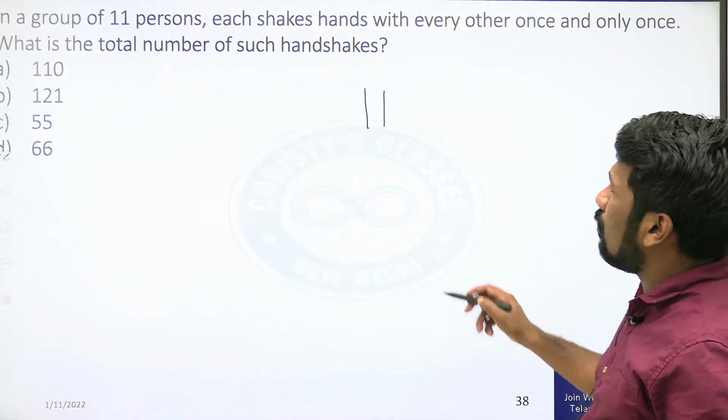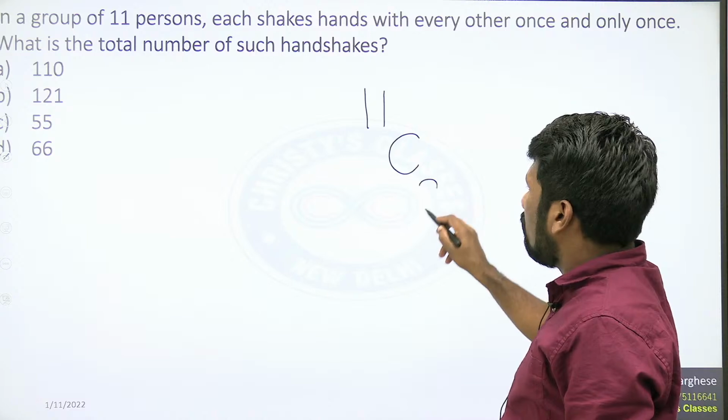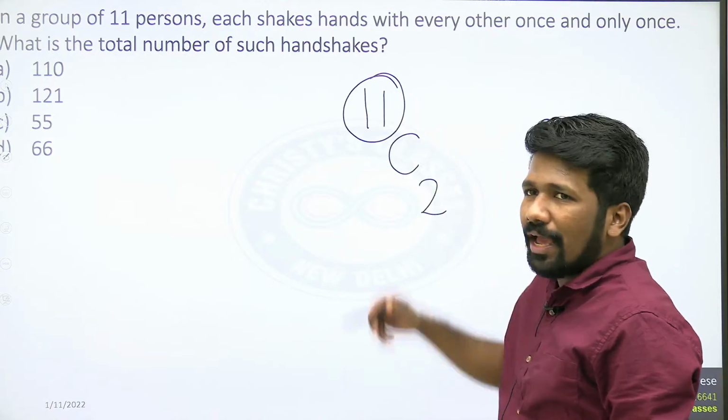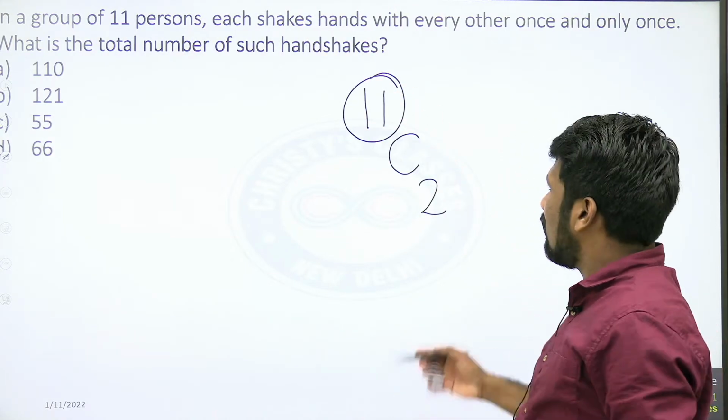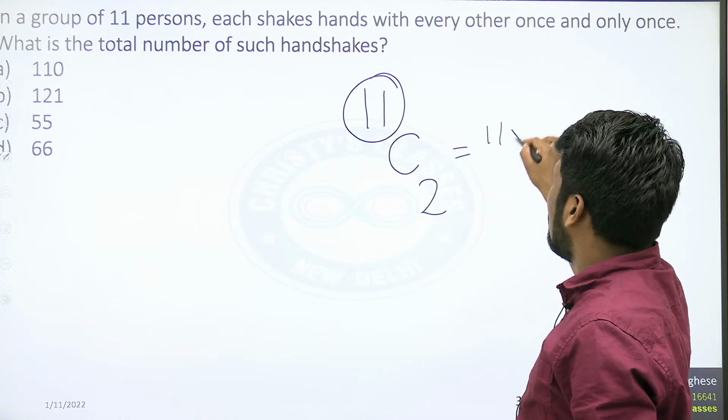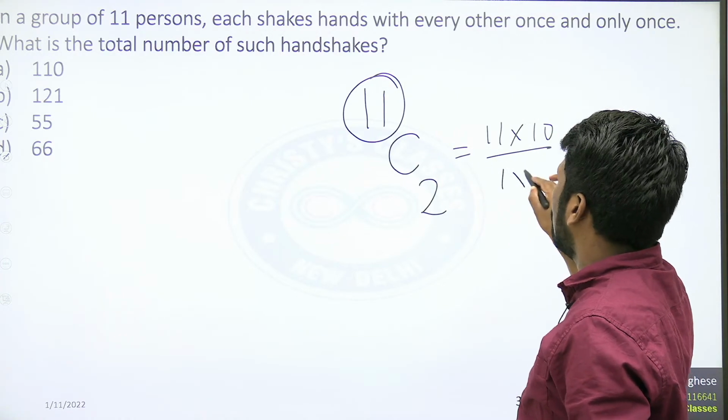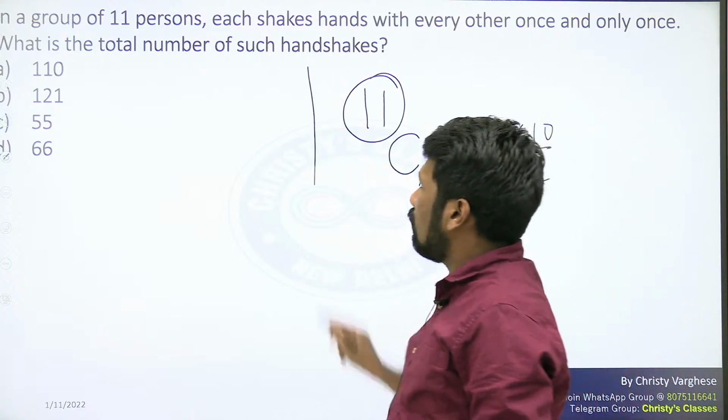So if you are good with combination, you need to select 2 people from 11 people and make them handshake. So how many ways are there? 11C2 ways are there. 11C2 is 11 into 10 by 1 into 2. This is a combination way of doing it.